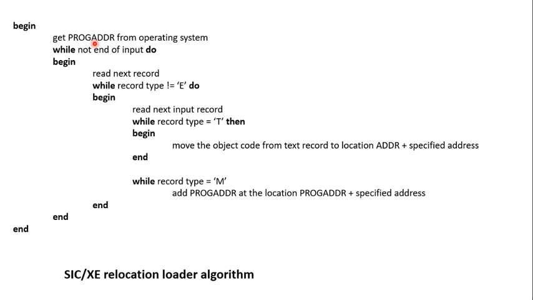As soon as you get the starting address, you read the records from the object program until you reach the end record. From the text record you keep loading. If there is a text record, you keep loading the object code into the main memory. But where is it supposed to load? It is the location which is the program address plus the specified address.